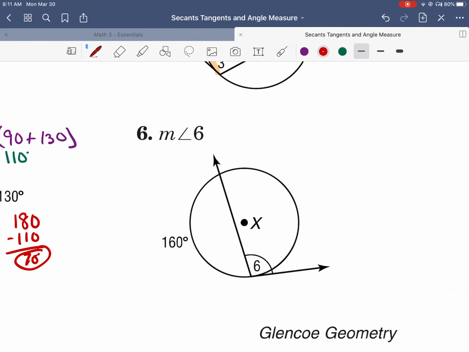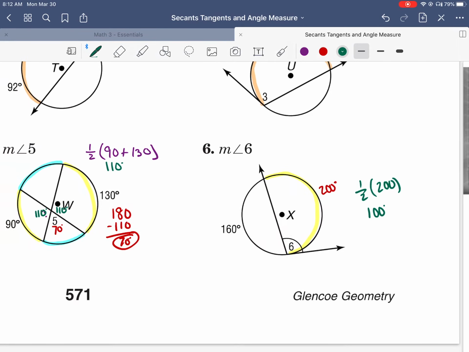Okay. Angle 6. Again, two ways that I can do this. What I'm going to look at is, remember, a whole circle all the way around is 360. I've already got 160. So what is left? 360 minus 160 is 200 degrees. Now I can see that the angle created is going to be half of the arc. So half of 200 tells me that the measure of angle 6 is 100 degrees.